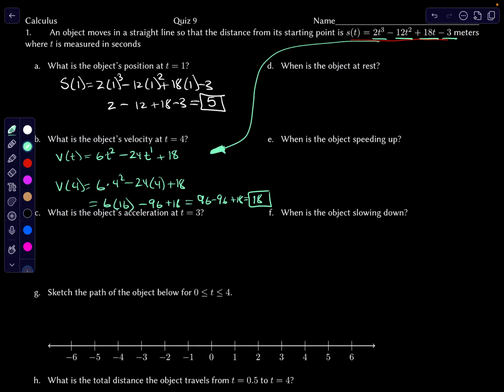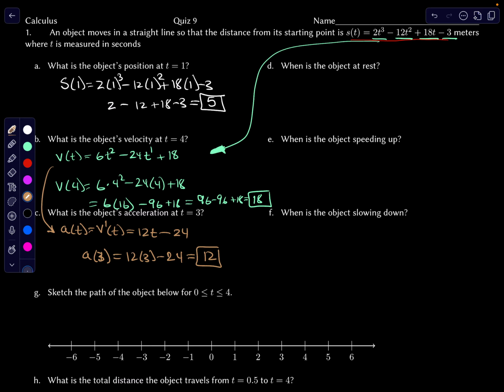Now it asks for the acceleration at t equals 3. So the acceleration, you're doing the derivative of the velocity. Velocity derivative. So 6 times 2 is 12, and then 24t to the first, and then we're done. And we want t equals 3, so v prime, or, right, this is a of 3, which is 12 times 3 minus 24, which is equal to 12.